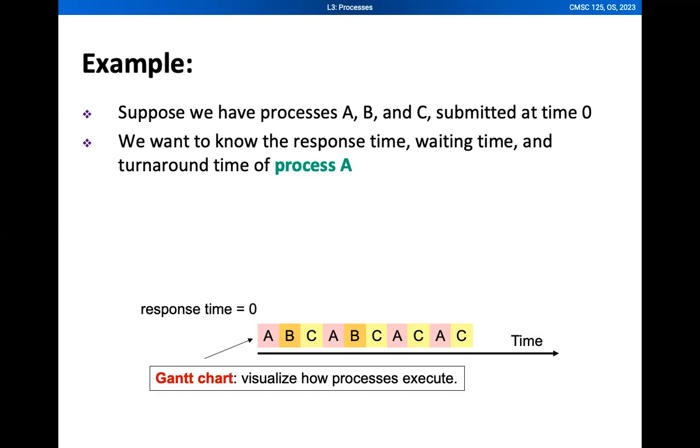Now what would be the response time? The response time of A is 0, because as you can see, it already executed. Once it has already executed, we can already get a certain response.